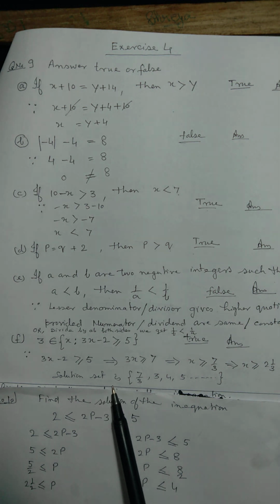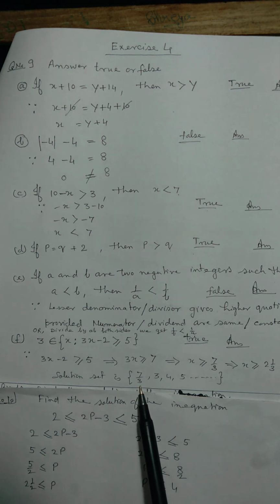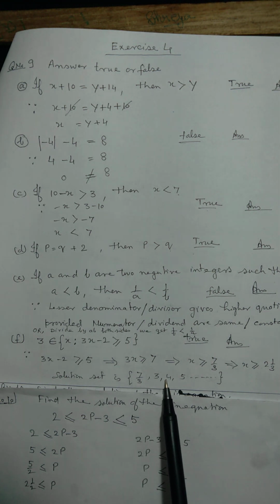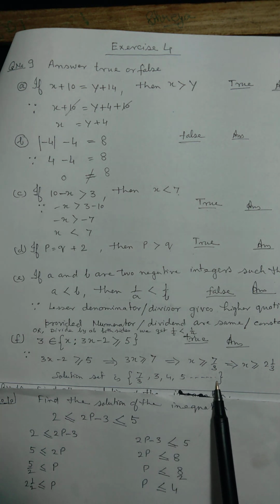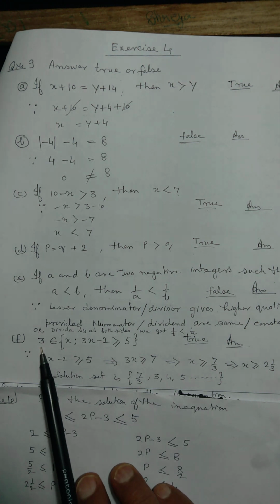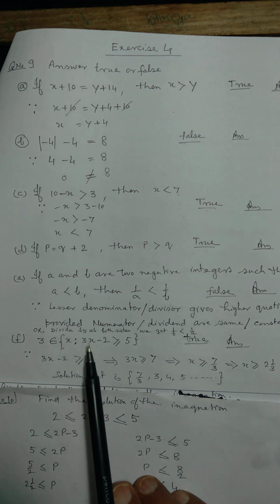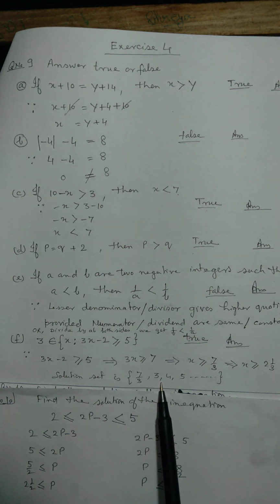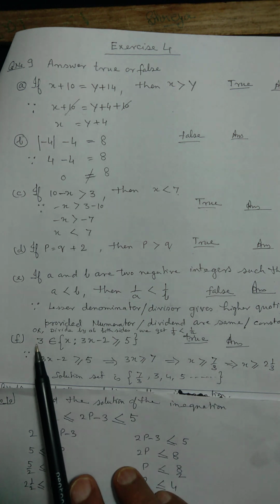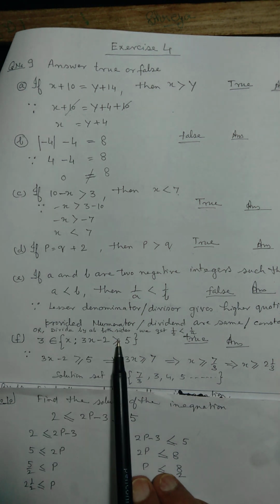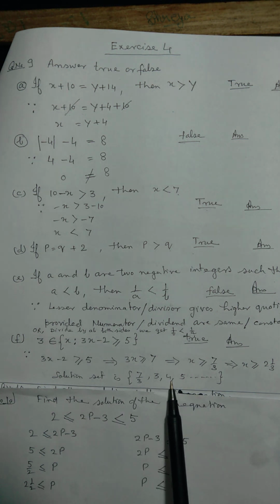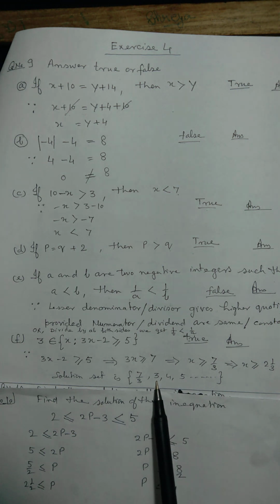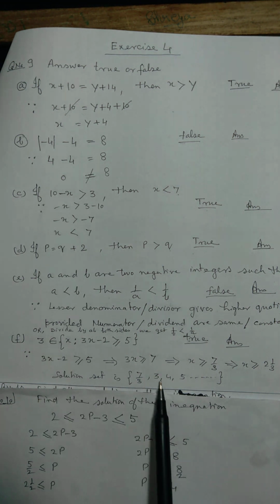The solution set is 7 by 3, 3, 4, 5 and so on. So 3 is one of the solutions. You see, 3 belongs to this set. Therefore, the solution set contains 3. Therefore, this is true. 3 belongs to this, and the solution of this is 7 by 3, 3, 4, 5 and so on. So 3 is one of the solutions. So 3 belongs to this.